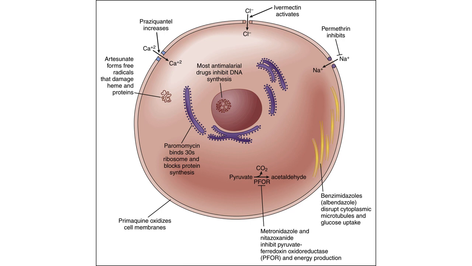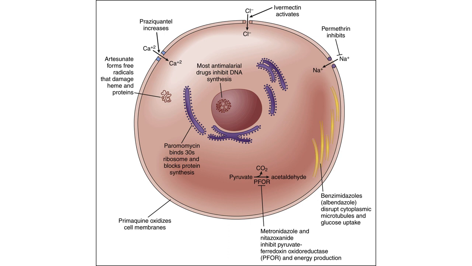Remember that in the last step of glycolysis, the pyruvate that is formed is converted into acetyl coenzyme A via pyruvate dehydrogenase. The amoebic isoform of that pyruvate dehydrogenase is pyruvate ferredoxin oxidoreductase. So that's how the amoebic cells gather their energy. If we inhibit that, these cells do not form ATP and they die.